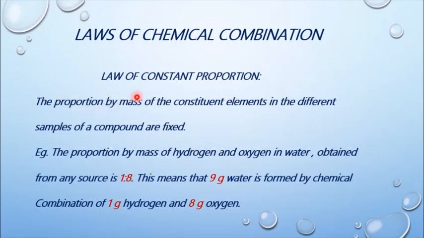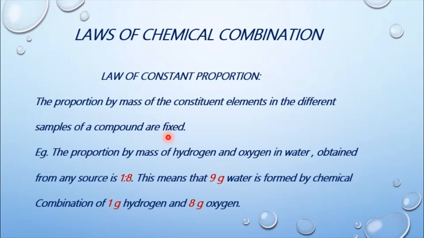Another law is the law of constant proportion. Now what this law states is that the proportion by mass of the constituent elements in the different samples of a compound are fixed. So this means that the proportion of the mass is always fixed for the elements in a compound.